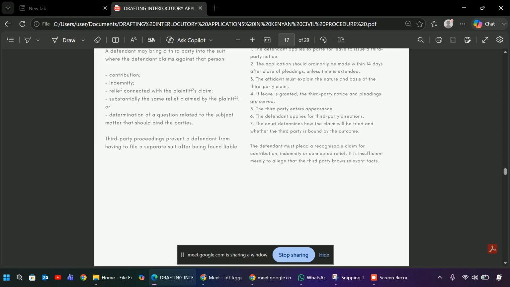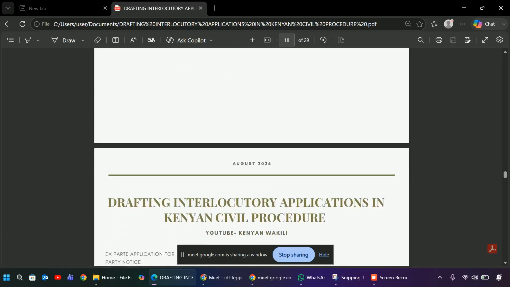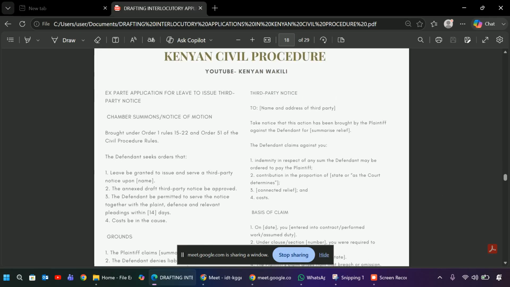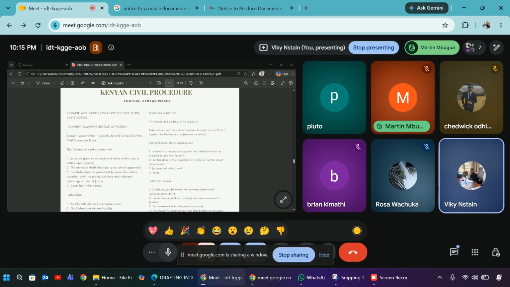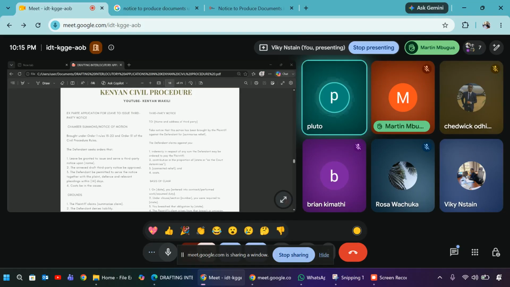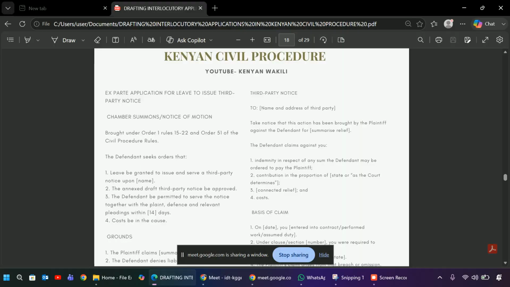The provisions that the factual matrix will lay before you show whether you know to what extent you bring this kind of application. So we have said directly that you are doing an ex parte application for leave to issue that third party notice. So ignore the angle of notice of motion because it is under chamber summons, unless I am mistaken. Pluto, can you do both or will one suffice, chamber summons? Right process, chamber summons. Thank you.